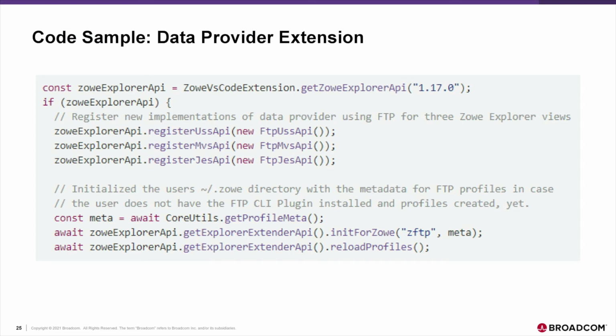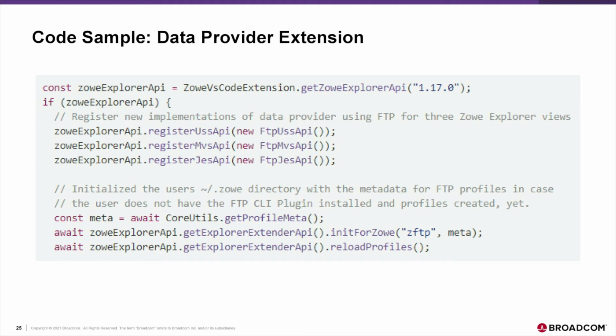So let's look at some code samples for a data provider extension. So we see again the getZoweExplorerApi, which defines the dependency. And then we see these registerMvs, Uss, and Jes functions, which means that it implements at least one of the available interfaces used by the API for data providers. The FTP extension started with just using the USS API, but now the MVS and JES capabilities are also provided. So that's what we mean by at least one implementation for the API.